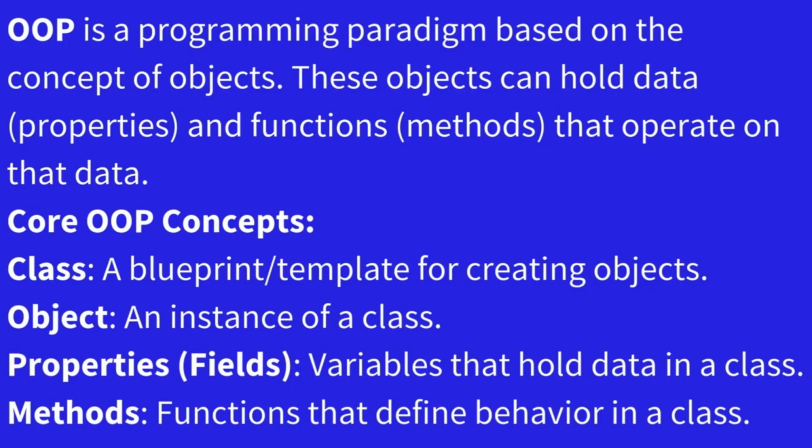Properties, also known as fields, are variables inside a class that hold data. These define the characteristics of an object, like a person's name or a car's color. Methods are functions within a class that determine the behavior of an object. They allow objects to perform actions like processing data, updating properties, or interacting with other objects.